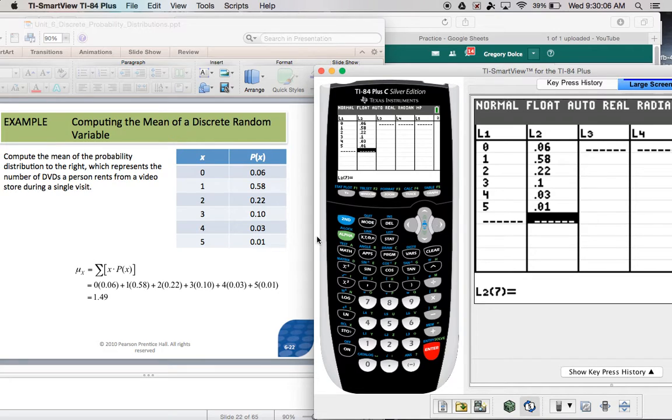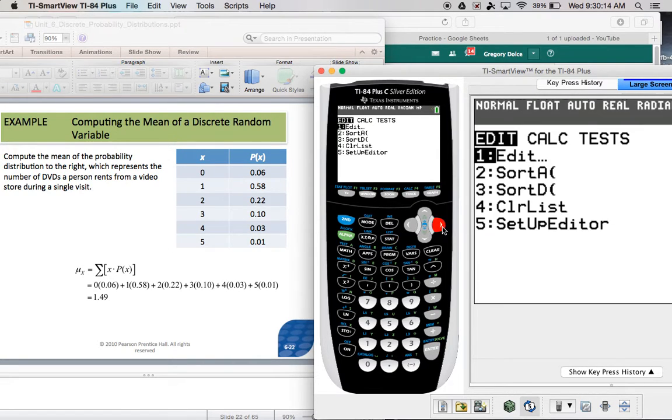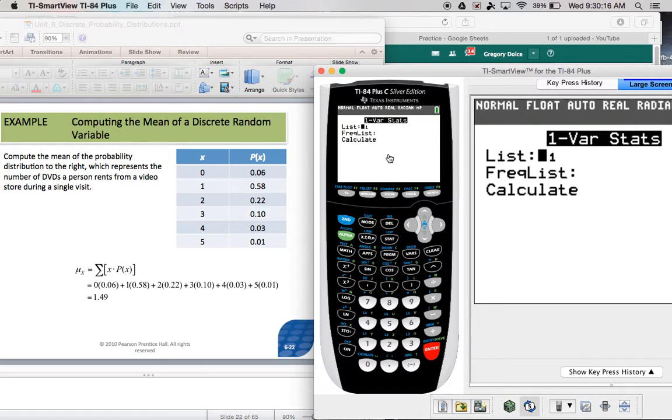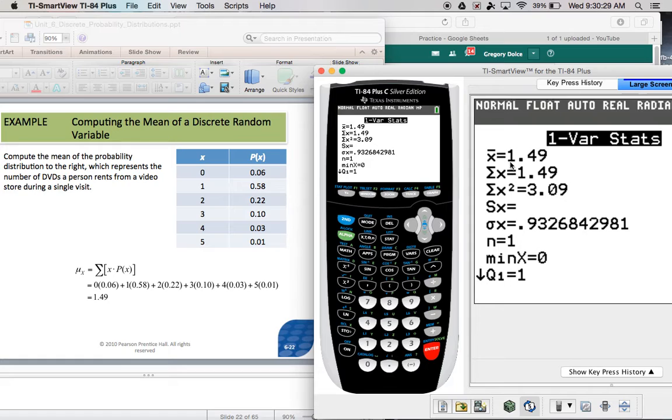Okay, now that I have both, the x values in L1 and L2 representing the probabilities, I can go to my stat, calculation, one variable stat. My x values is the list, L1. I had my frequencies or probabilities in L2, so I do second, number 2, which is L2, and I just enter and I want to calculate. And what do you notice? There's the 1.49, and there's the 1.49. So the mean is 1.49 given the probabilities of each of those x values specifically.